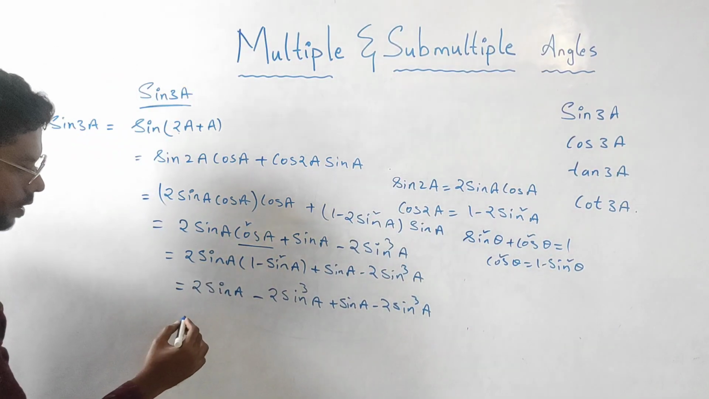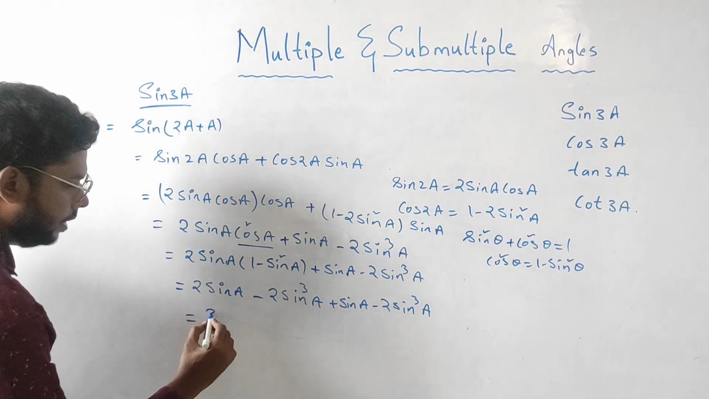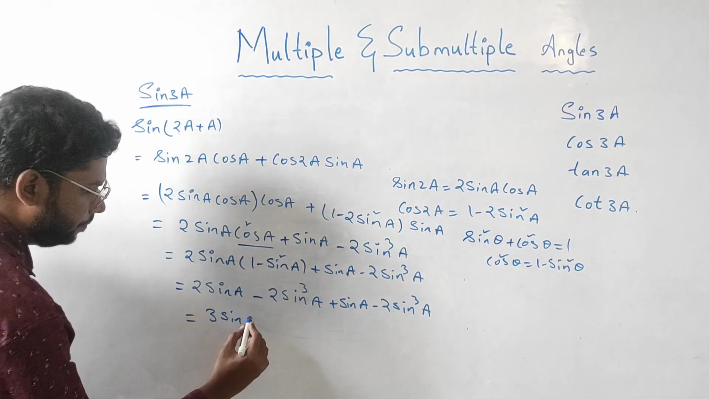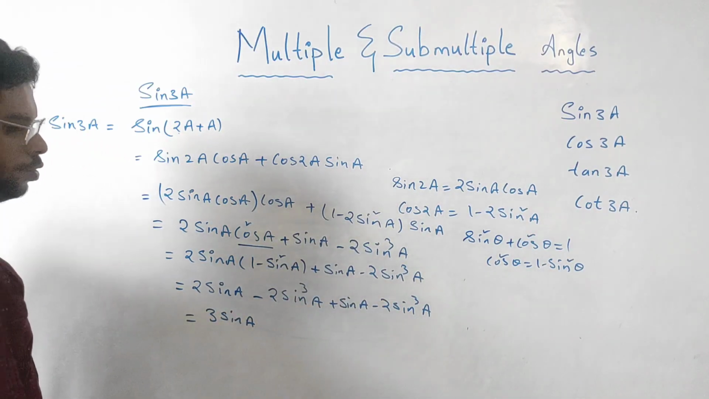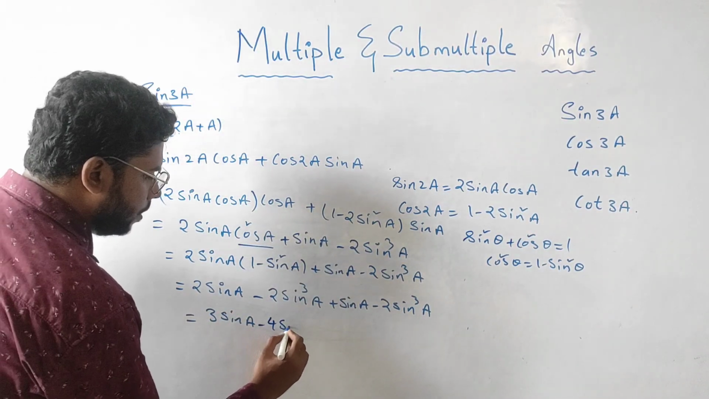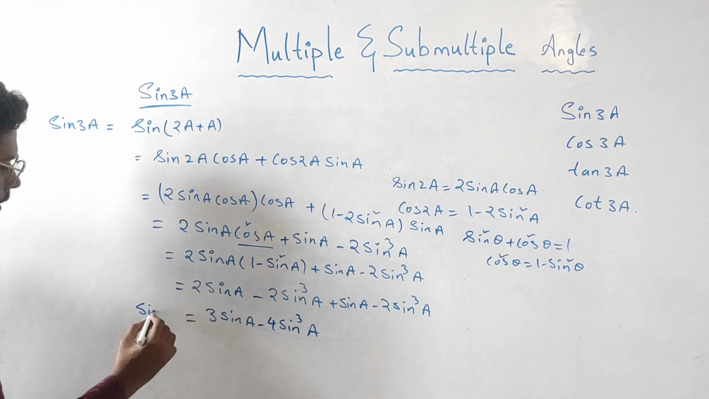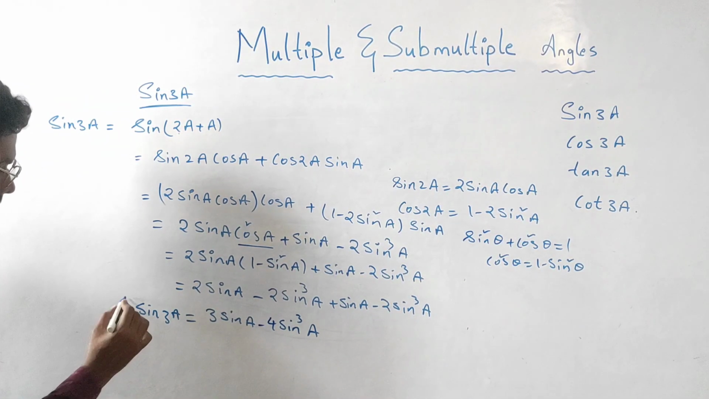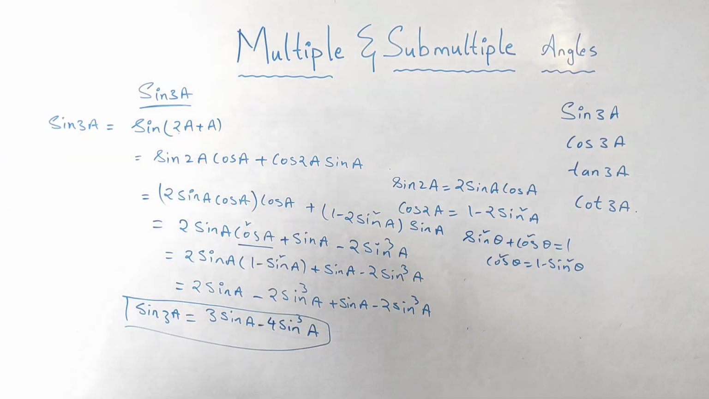So 2 sin A plus sin A gives 3 sin A, and minus 2 sin cube A minus 2 sin cube A gives minus 4 sin cube A. So this is the formula of sin 3A. Sin 3A is nothing but 3 sin A minus 4 sin cube A.